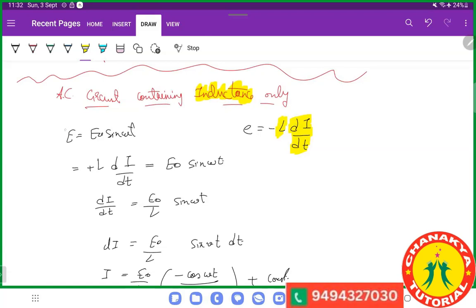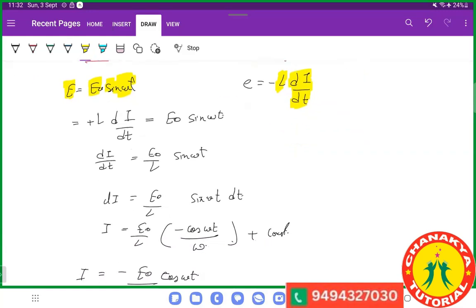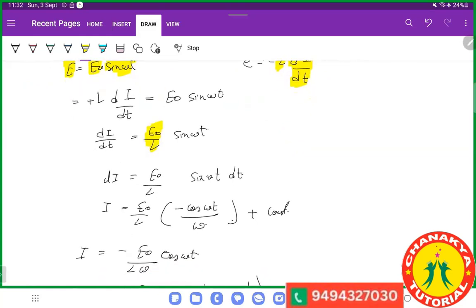The formula E equals E naught sine omega t is common. So we'll substitute this E and E naught, but we will take the mod of it. We'll not consider the minus sign right now. So we are left with di by dt and E naught by L.